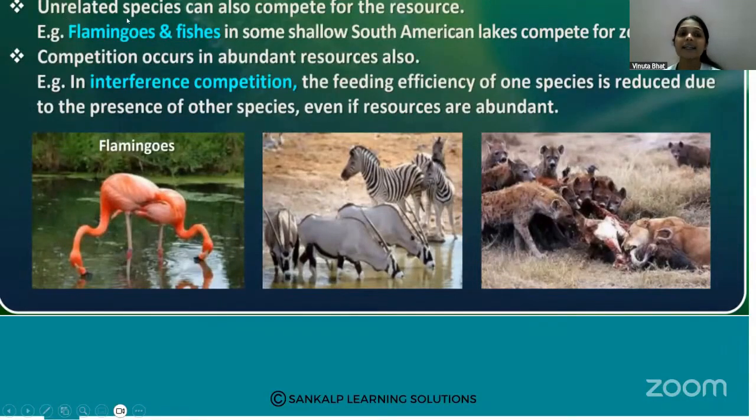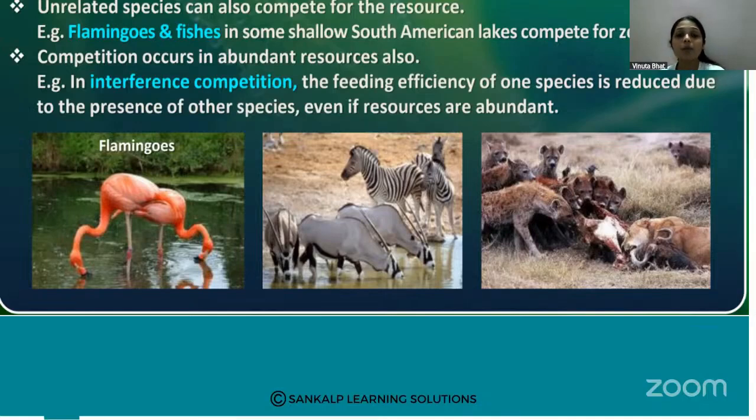Unrelated species, that is, species that are not closely related, can also compete for resources. For example, flamingos and fishes in some shallow South American lakes compete for zooplankton. Zooplankton are small organisms. Here flamingos and fishes belong to different species, so they are not related species, yet they compete for the same resources.